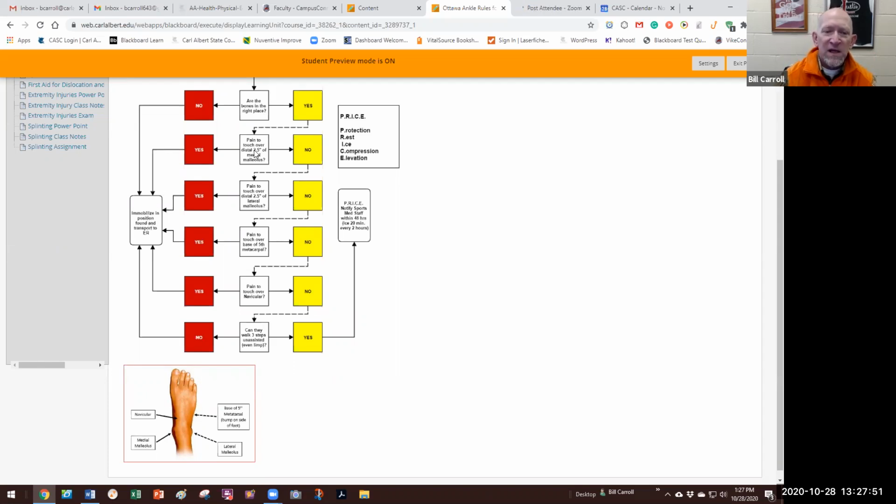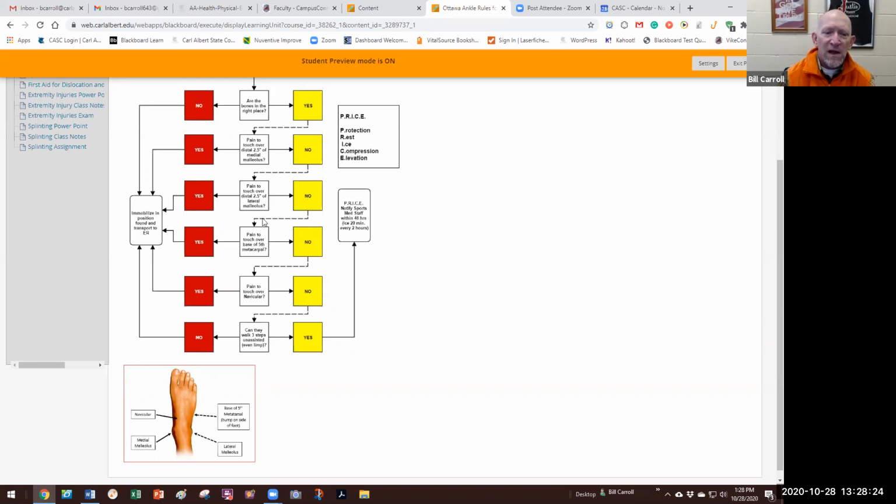If they're not terribly tender over that, we go to no over here, flows down, and pain to the touch over the distal 2.5 inches of the lateral malleolus. Follow me down here to the bottom. The lateral malleolus is right here. It's the outside part of what is commonly called your ankle. So you're going to poke along that bone, along the last 2.5 inches of it. If that's not expressly painful or especially painful, then you follow this note. If it is, then yeah, it's time to go get an X-ray.